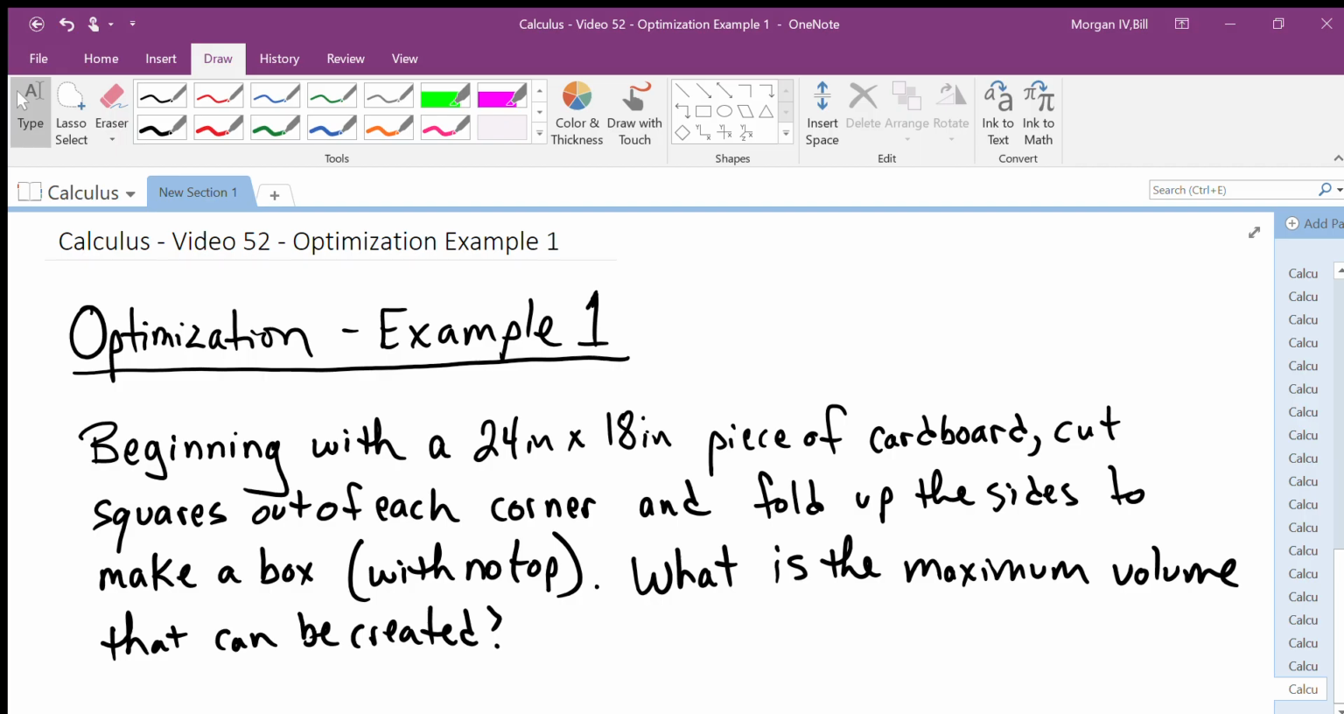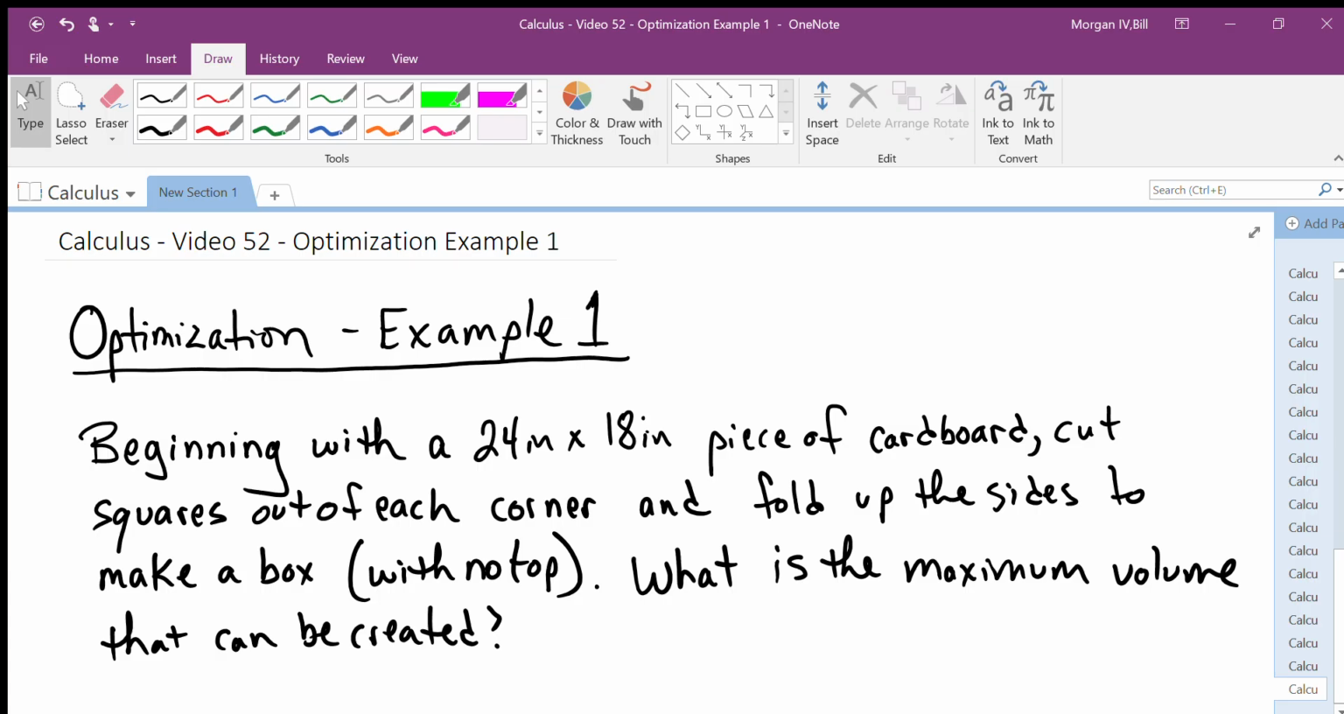So you're cutting a square out of all four corners of your rectangular piece of cardboard. And then you're folding up the remaining sides to make a box with no top. And the question is, what is the maximum volume that can be created like this?